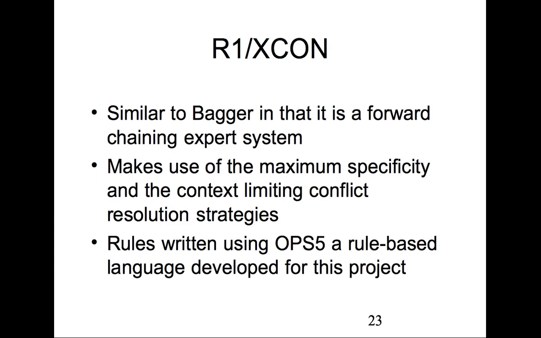Okay, so here's another example, R1 XCON system, similar to the bagger. This is a forward chaining technique. So forward chaining starts out at the beginning and tries the rules. Makes use of the maximum specificity and the context limiting conflict resolution strategies. And the rules are written in this particular case, OPS5, which is a rule-based language system. So this is an example of a language system that was developed by this particular company to create this solution to the problem. I'm not going to go through the problem solution, but just know that this was a proprietary language that was used. So a lot of these expert systems are proprietary based, or they're on open source.